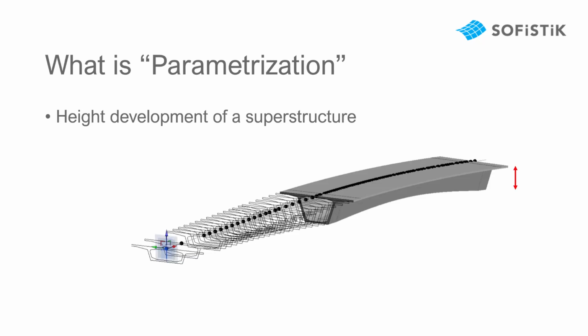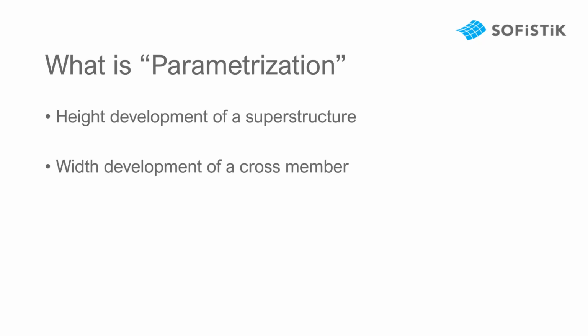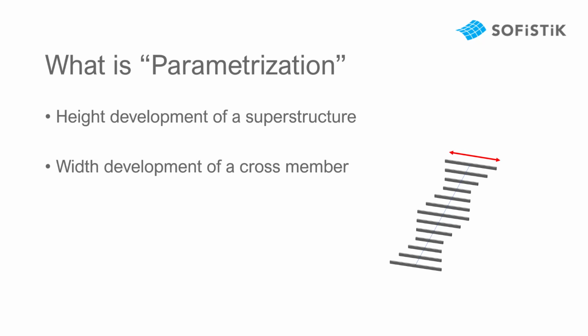The two-dimensional cross-section, which is the base for your superstructure, can be created in a way that the defining points for the height of the superstructure vary according to a parameter, which can then be controlled by the SOFiSTiK Bridge and Infrastructure Modeler. Next up, another example would be the width development of a cross-member. The cross-member that is placed along the axis in an interval can vary in its width along the axis alignment.